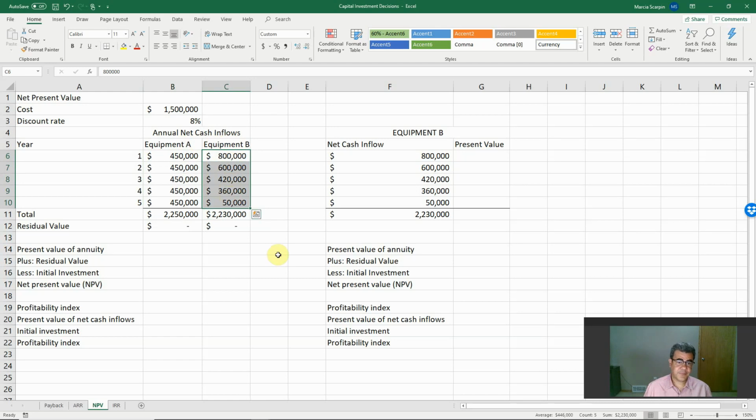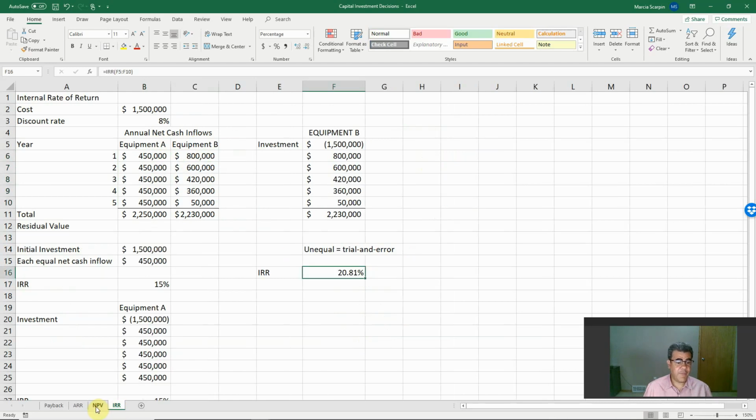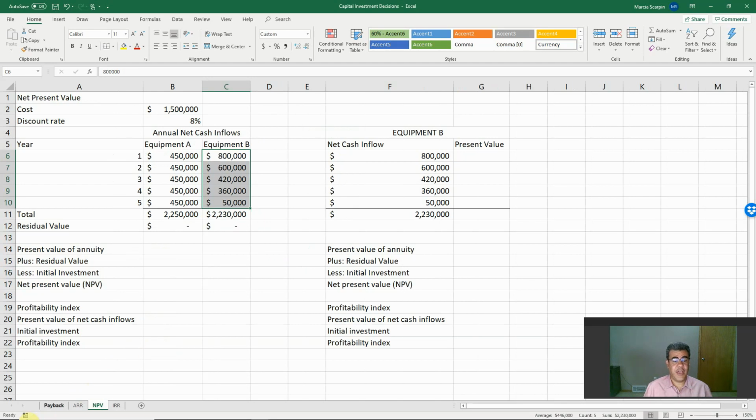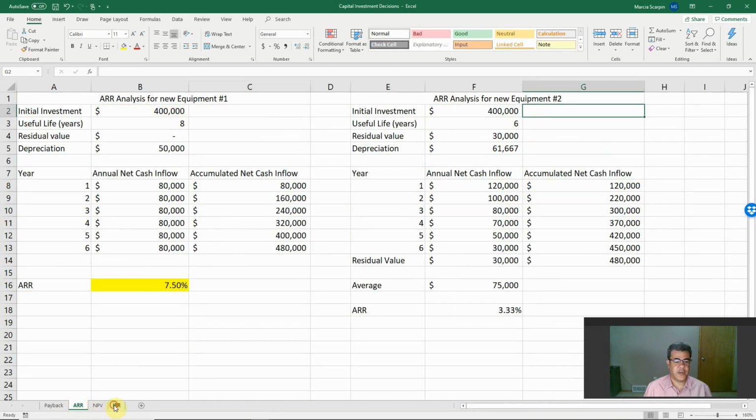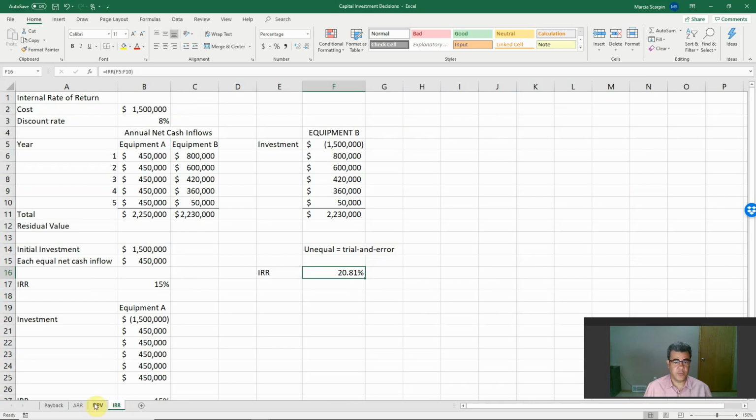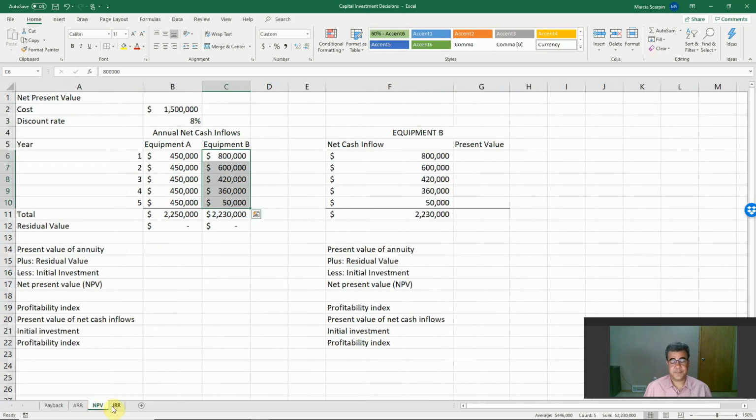By the way, this file is for all of our four methods: payback, accounting rate of return, internal rate of return, and so on. So what is the main topic here? These $450,000 today is not the same as $450,000 in 6 years. So we need to bring all of these numbers to the present value.